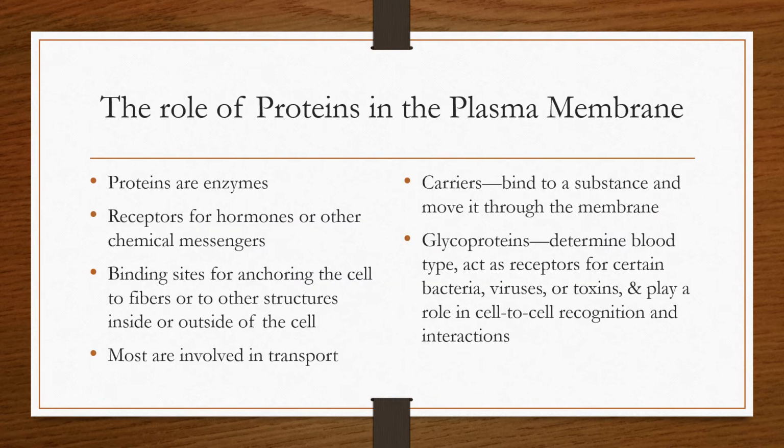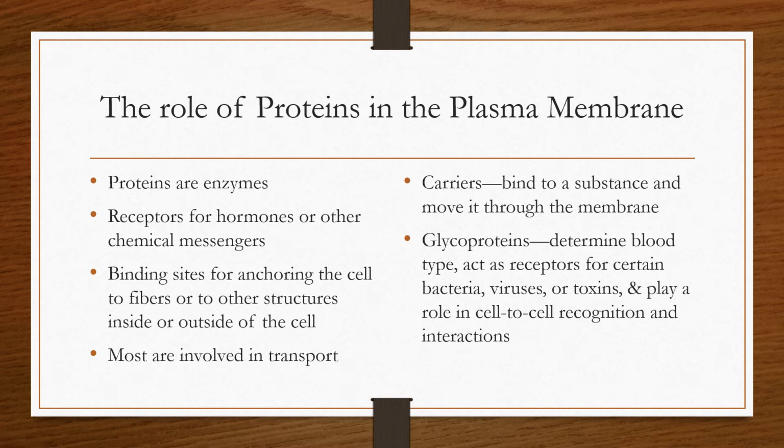The role of proteins in the plasma membrane. So proteins are enzymes. They act as receptors for hormones or other chemical messengers. They can act as the binding site for anchoring the cell to fibers or to other structures inside or outside of the cell. Most are involved in transport. For example, some will cluster together to form protein channels or tiny pores through which water and small water-soluble molecules or ions can move. Carriers, they bind to a substance and move it through the membrane.